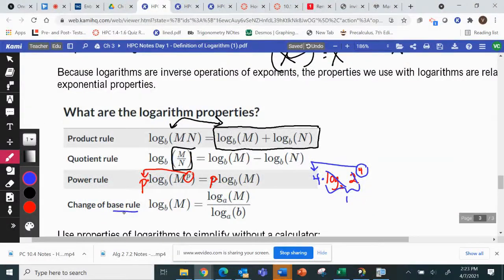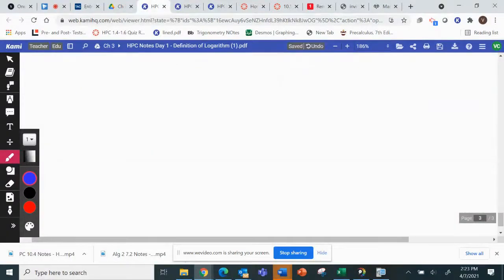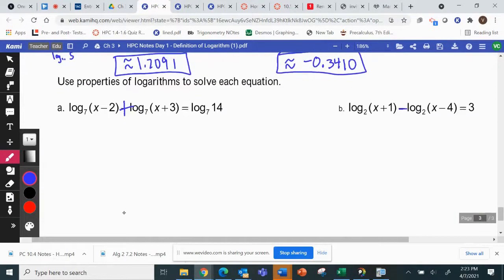The first property says, if I'm adding the logarithms, I'm going to have 1 logarithm and just multiply their stuff. If I'm subtracting the logarithms, we're going to have 1 logarithm and divide their stuff. So my first step for question A is going to be the 1 logarithm, log base 7. And then I'm going to multiply together x minus 2, x plus 3, and I'm doing it really fast. x squared plus x minus 6. So we have 1 logarithm now.